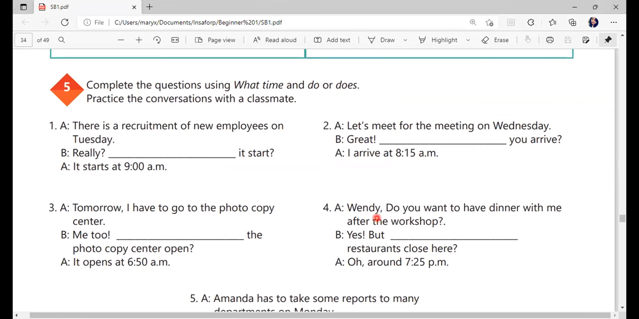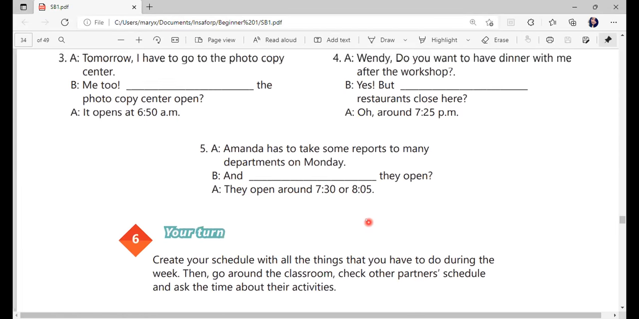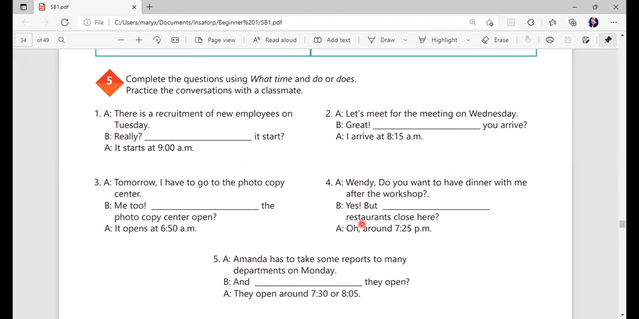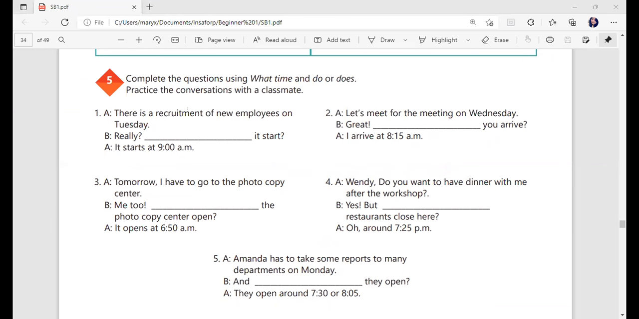We have these questions on page 34. Página 34. We have 5 questions that we need to complete. First, it says, complete the question using what time do or what time does. And then we practice the conversation. For example, in number one, it says, there is a recruitment of new employees on Tuesday. Really? What do you think I should put here? What time do or what time does? What time does? Exactly. Why does, Silvia? Because here we have it. What time does it start? It starts at 9.